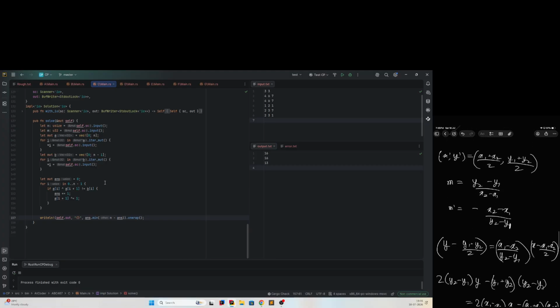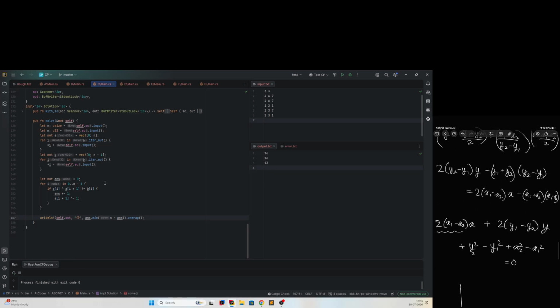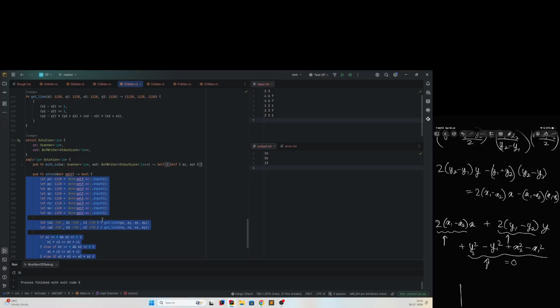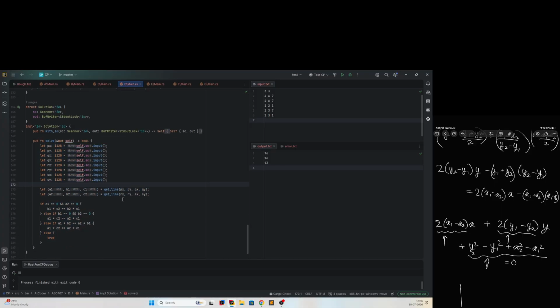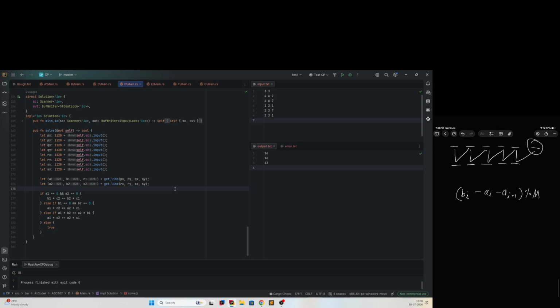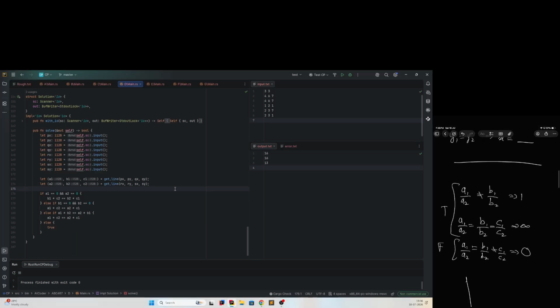And then I put this in the equation of a line, y minus y1 is equal to m times x minus x1, and then I find the values for ax plus by plus c equal to 0. I find a line equation in that form, and that's what I put here. So I have this get line function, and these three values are the values which I have derived just now. So I have two lines now, and then I have to check if they're intersecting or not. This is the condition for intersection.